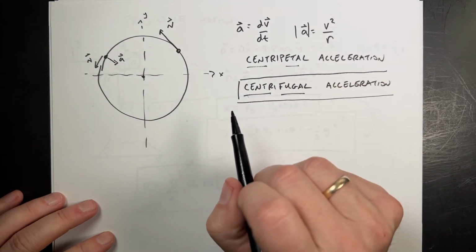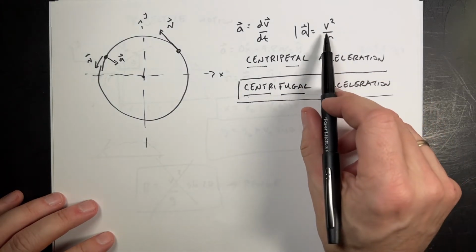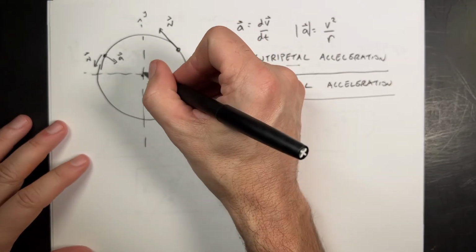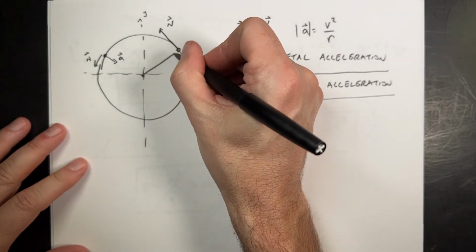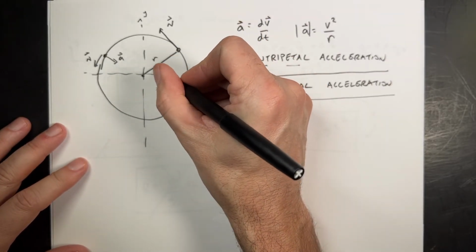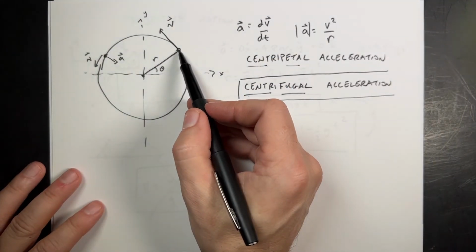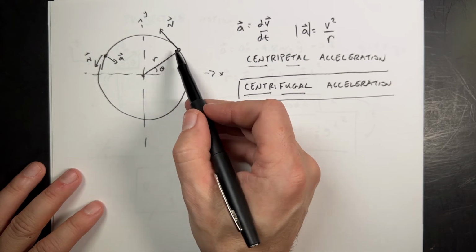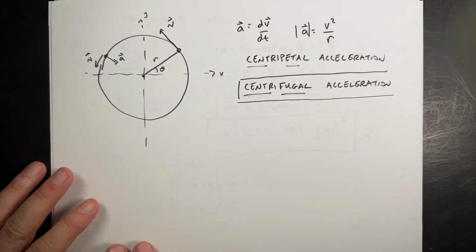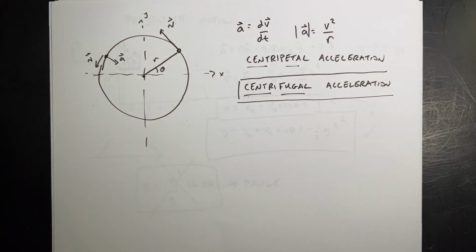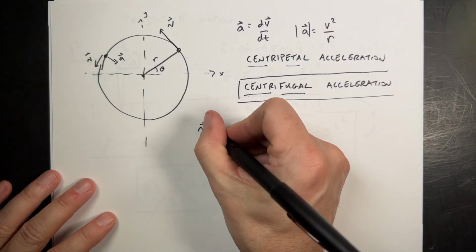Okay, so let's see if we can derive this value right here. So I'm going to say that I have this r and theta. The object is at some position theta, and the radius of the circle is r, and that's a constant magnitude velocity. So let's see if we can write the velocity as a vector.